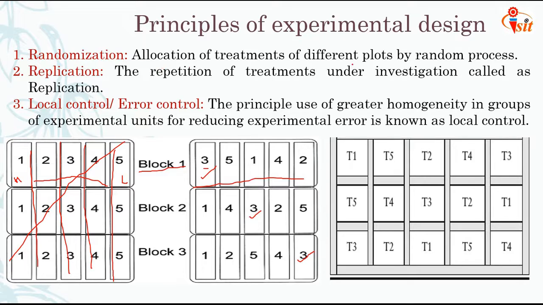It is the allocation of treatment. Here the 5 are the treatments. Whatever the varieties we used here, these are the treatments here. So randomization means it is the allocation of treatment to different plots by a random process. So here there is no same format.